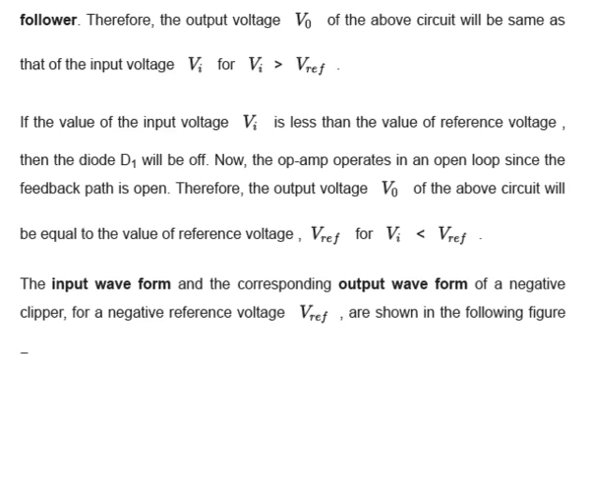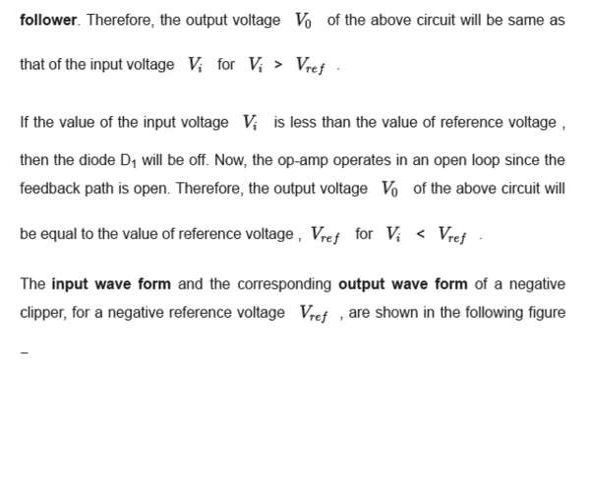If the value of the input voltage Vi is less than the reference voltage, then the diode D1 will be off. Now the op-amp operates in an open loop since the feedback path is open. Therefore, the output voltage V0 will be equal to the reference voltage, V reference, for Vi less than V reference.